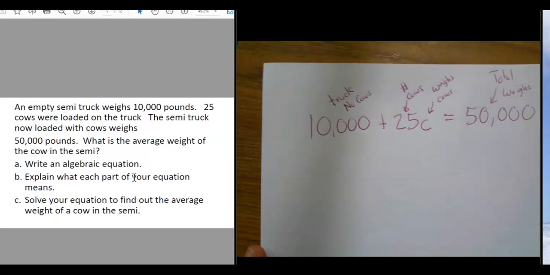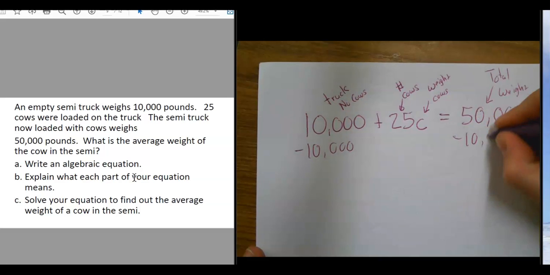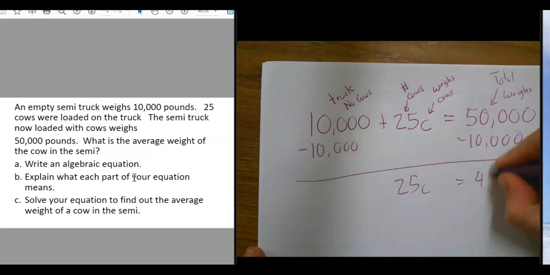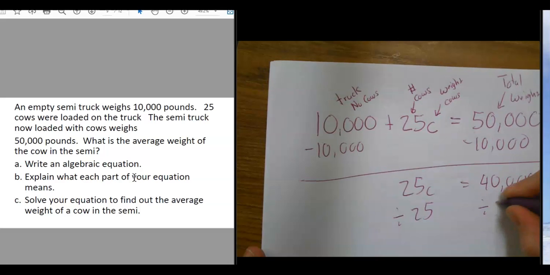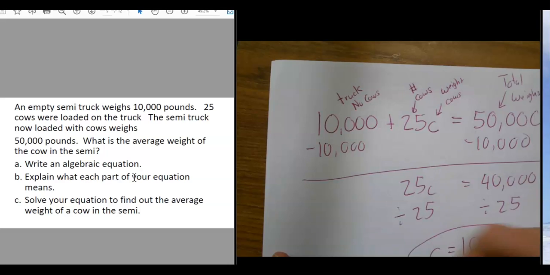So then to solve it, we minus the 10,000 from both sides. We get 25C equals 40,000. Divide by 25 on both sides. And I get 1 cow is about 1,600 pounds.